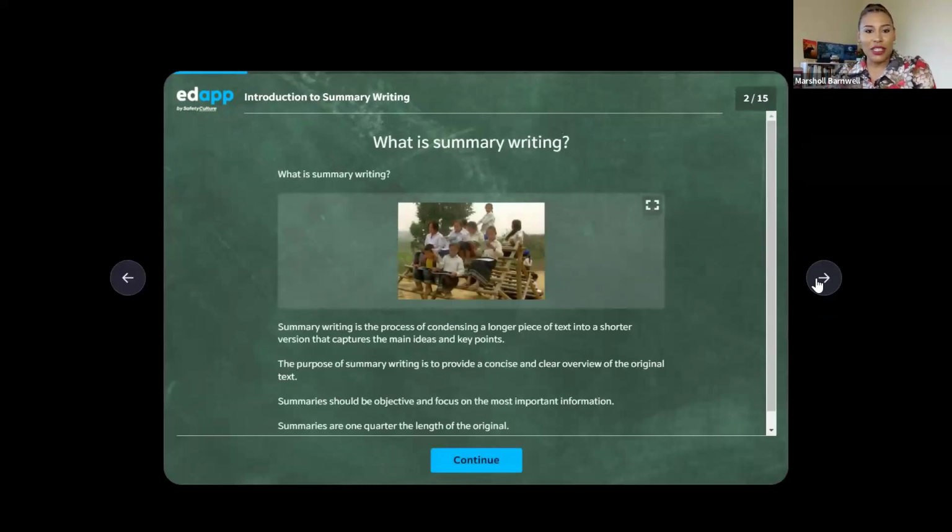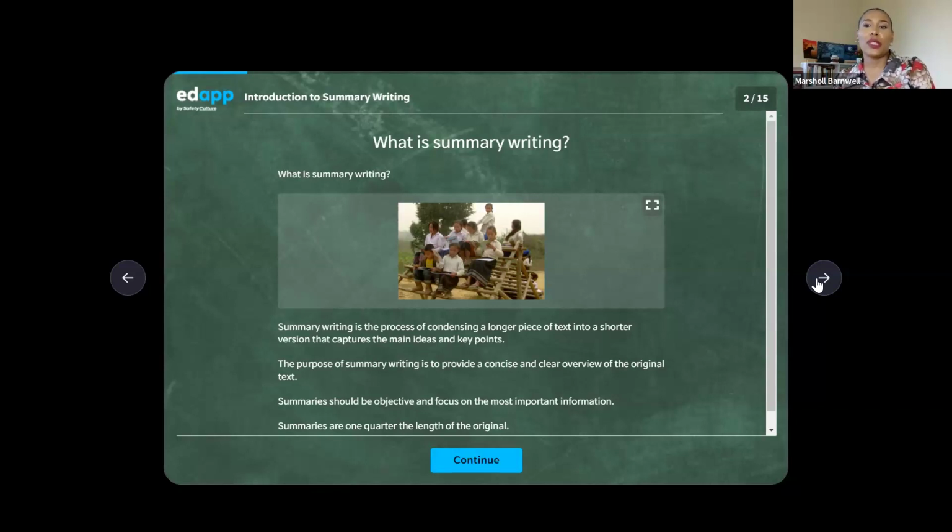What is a summary? So a summary is the writing or the writing process where we condense a longer piece of text into a shorter version that captures the main ideas and points. So the purpose of a summary is to provide a concise and clear overview of an original text. A summary should be objective and focus on the most important information. And they're also 1/4 the length of the original.